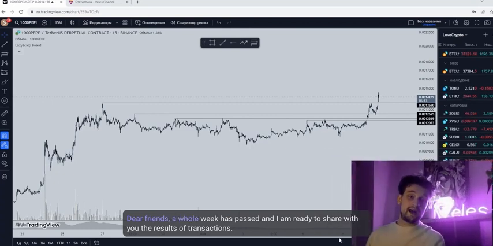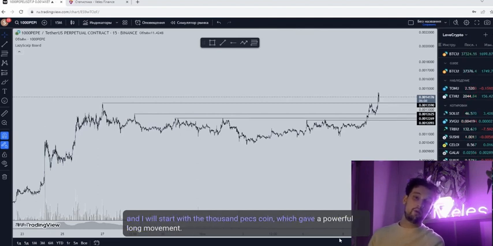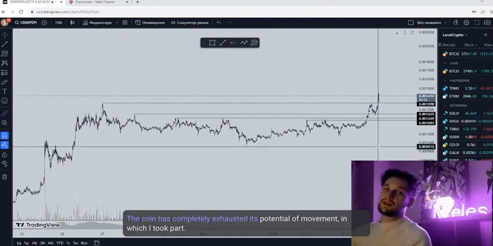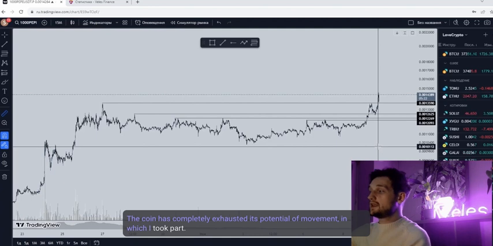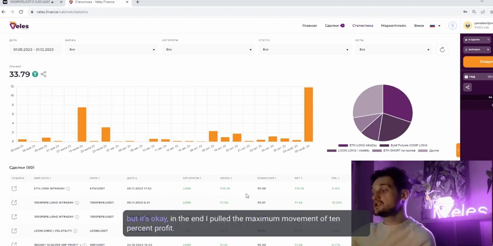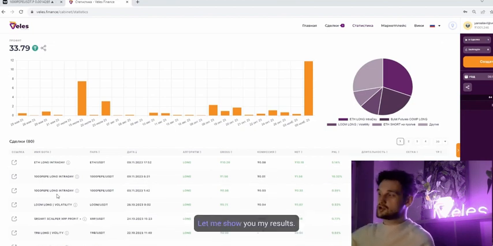Dear friends, a whole week has passed, and I am ready to share with you the results of transactions. And I will start with the 1000 PEPE coin, which gave a powerful long movement. The coin has completely exhausted its potential of movement, in which I took part. But I had to re-enter the deal, because once I was knocked out at breakeven. But it's okay, in the end, I pulled the maximum movement of 10% profit. Let me show you my results.